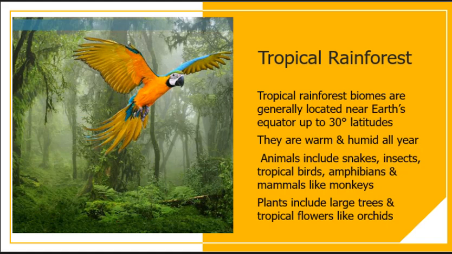The tropical rainforest. Tropical rainforests are located around the equator typically, where it's warm and humid all year long. Animals include snakes, insects, tropical birds, amphibians, those would be frogs and things like that, and mammals like monkeys. Plants include very large trees and tropical flowers, like orchids. Orchids grow in the rain. And they form this giant canopy that covers the top, that makes it kind of shady if you're walking around inside a rainforest.